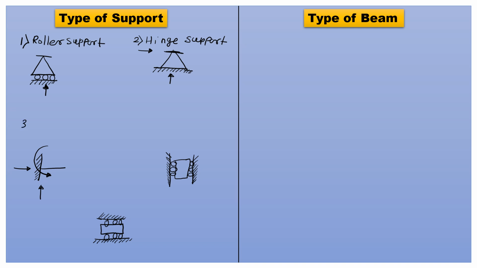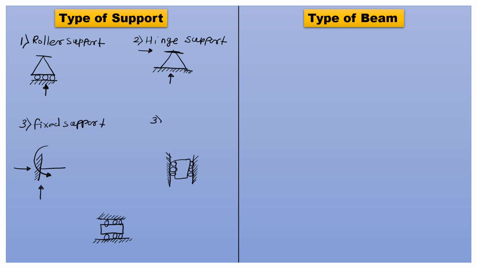Then third is fixed support. Fixed support is represented like this, and fixed support has horizontal, vertical and moment, all three reactions. It means it resists the movement of a beam in the horizontal and vertical directions and also the turning effect or moment. It resists all three movements. All three reactions in fixed support are resisted.